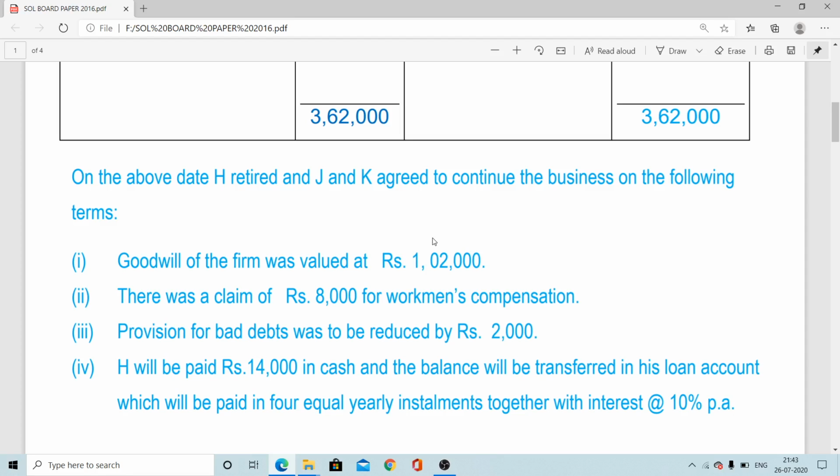First step, we will calculate the retiring partner's share of goodwill. So from here, from 1,02,000, first we will calculate H's share of goodwill. After calculating the share of goodwill, that will be distributed to the remaining partners in their gaining ratio.